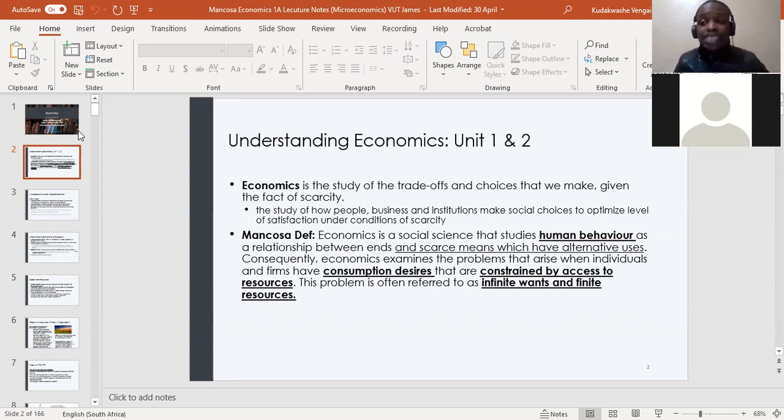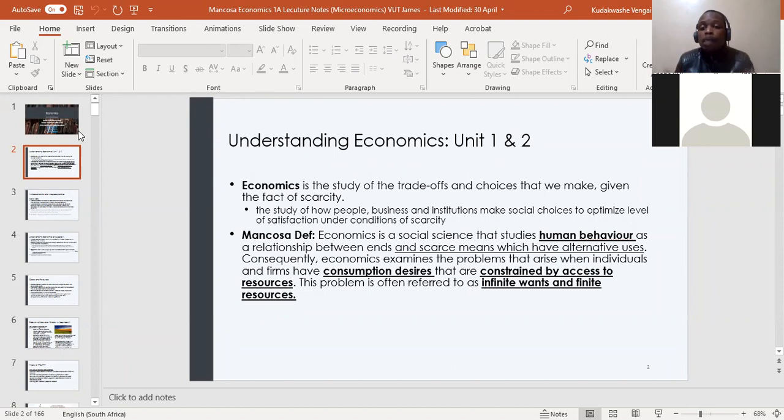Because they are limited amount of resources. So economics is the study of the choices that I'm making, the study of the trade-off that happens when I make the choices. It is the study of human behavior that happens because of the relationship that exists between scarce resources and unlimited wants.